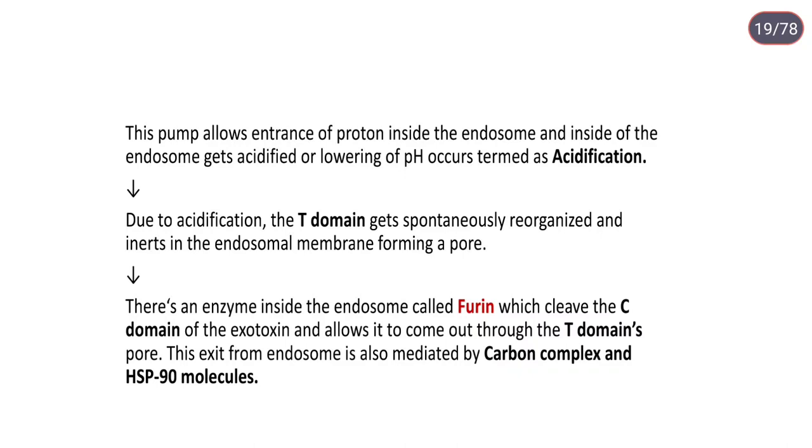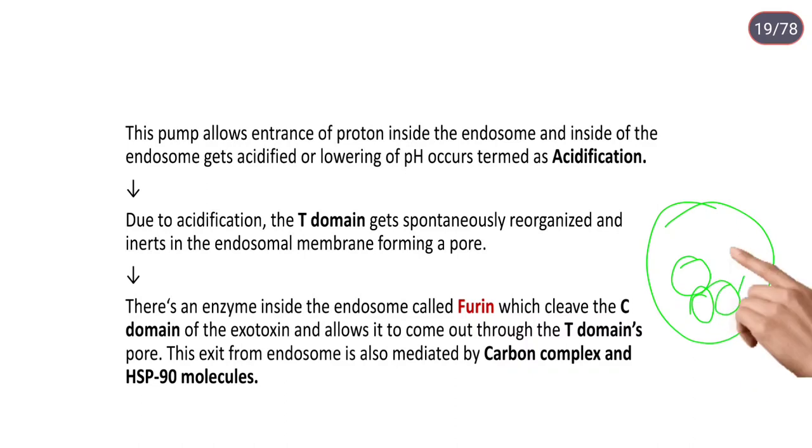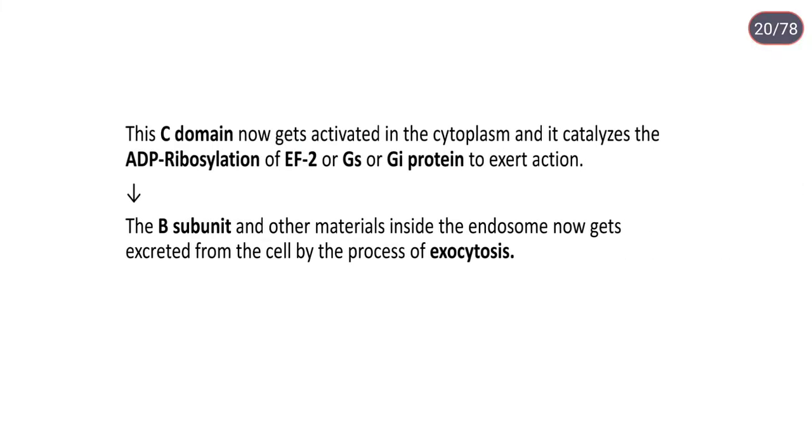When the proton enters inside the endosome, the pH of the endosome gets lowered, which is termed acidification. Due to acidification, the T domain gets spontaneously reorganized and inserts in the endosomal membrane, forming a pore. The B subunit has two domains, and this T domain gets separated from it and forms a pore in the endosomal membrane, and through this pore the catalytic subunit goes outside of the endosome into the cytoplasm. I'm showing you a picture right now.